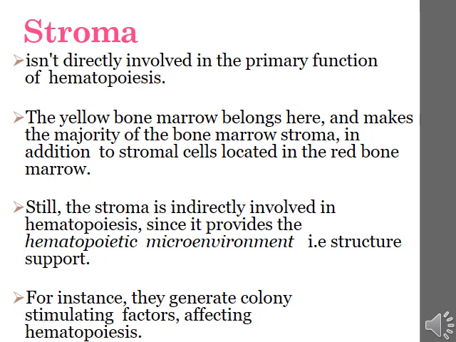Now, what is the stroma of the bone marrow? Stroma is actually an environment. In other words, in very simple words, stroma is an environment or a place where cells multiply. So it isn't directly involved in the primary function of hematopoiesis. The yellow marrow belongs here and makes the majority of the bone marrow stroma, in addition to stromal cells located in the red bone marrow.